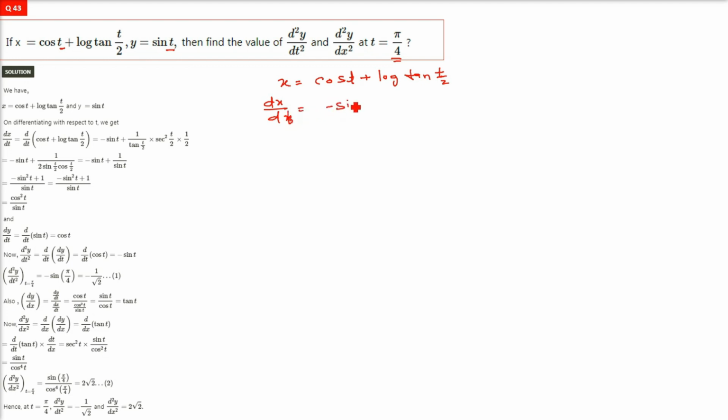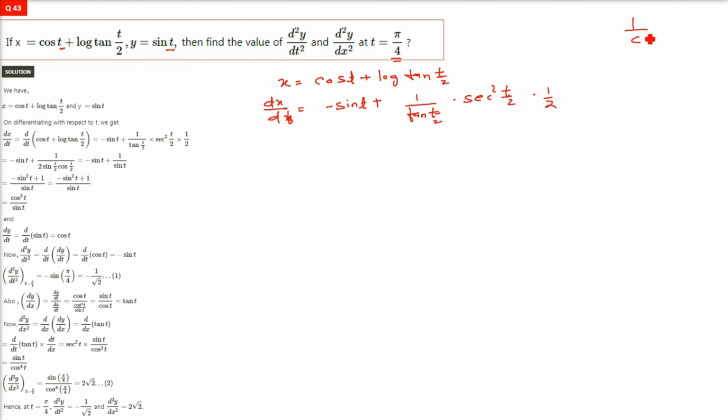So dx by dt: differentiation of cos t is minus sin t. Log tan t by 2 is just 1 by tan t by 2. Then differentiation of tan t by 2 will be sec square t by 2, and differentiation of t by 2 will be half. So this sec square t by 2 and tan t by 2 can be simplified. How can it be simplified? We have to make it simpler so that we can divide by dy by dt later.